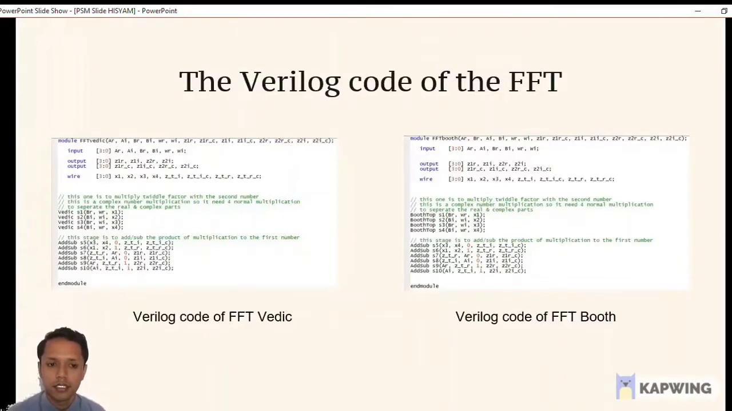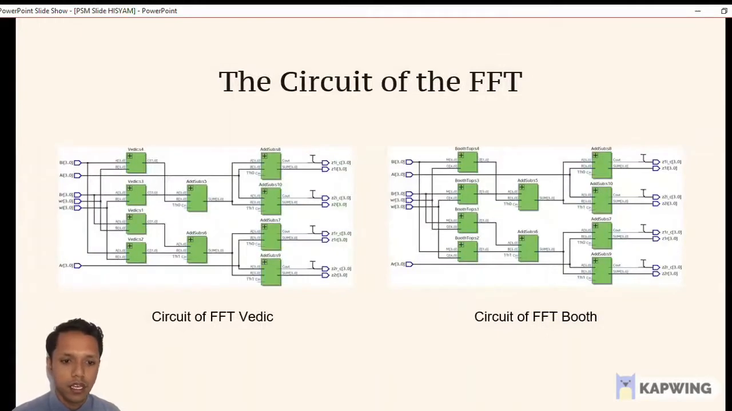This is the Verilog code of the FFT. The left is the Verilog code of FFT Vedic, and the right side is the Verilog code of FFT booth. This part is Vedic, and for this part we insert the booth module. And this is the circuit of the FFT, which can be produced in Quartus Prime Lite in the RTL section. Both have the same circuit, and the difference is the same as in the Verilog code, only the module itself.